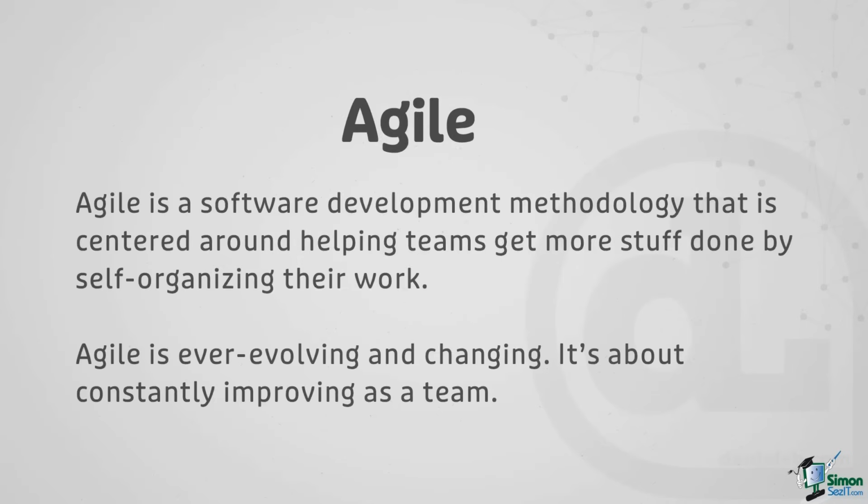For our purposes today, the term Agile refers to a methodology that software development teams around the world use to get stuff done. It's a methodology that promotes adaptive planning, evolutionary development, early delivery, continuous improvement, and encourages rapid and flexible response to change. Now, Jira certainly is not the only Agile tool out there. There's quite a few of them.